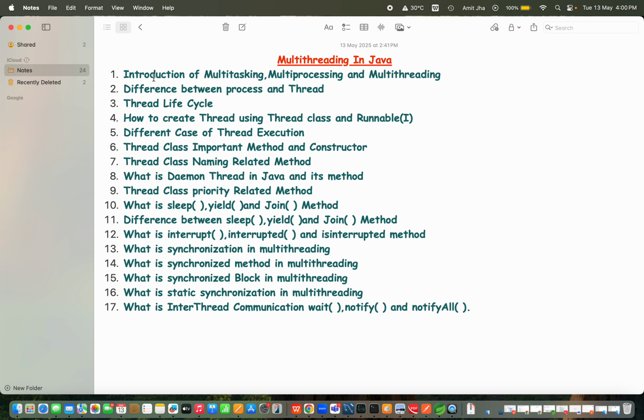What is synchronization in multi-threading, very important, guys. Most of the candidates are confused and scared about the synchronization concept, but we need to be aware of what synchronization is in multi-threading. Then guys, what is a synchronized method in multi-threading, what is a synchronized block in multi-threading, what is static synchronization in multi-threading. Then guys, last but not least, inter-thread communication: we have wait, notify and notifyAll. These three methods we already have in our Object class. What is the use in multi-threading, that thing also I will explain once I start this topic.